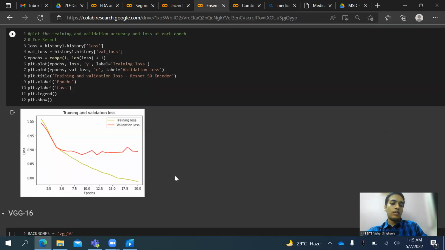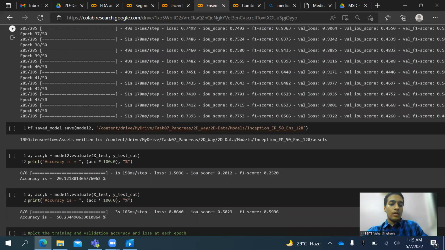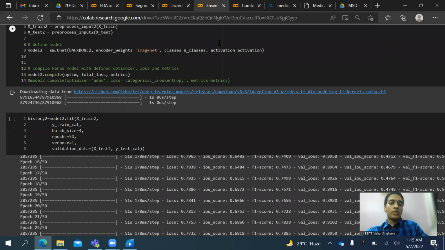When we visualize the training and validation loss functions, this is the graph for it, and this is the graph for the ResNet one. Apart from that, we also tried the attention Res units, but those too were not converging quite quickly. So that is the entire description of the models which we have tried till now.